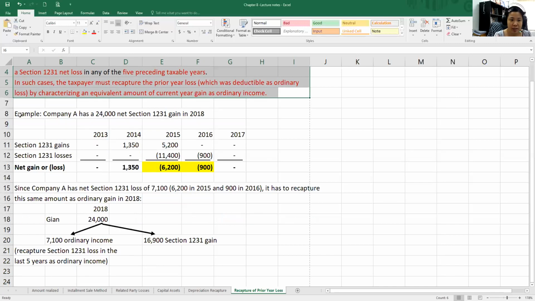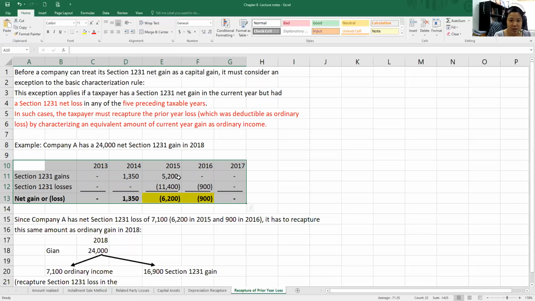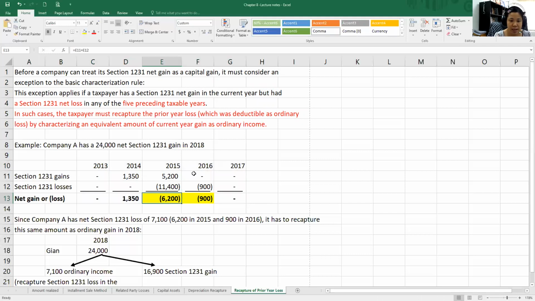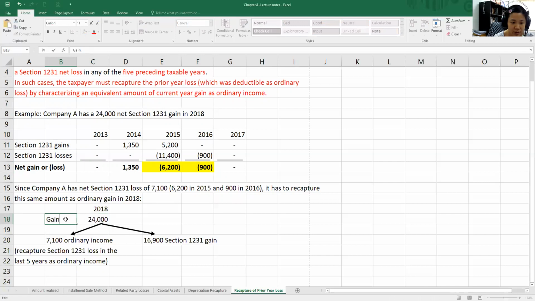For example, Company A has a 24,000 Section 1231 gain in 2018. Now, this table shows what happened in the last 5 years. We have net Section 1231 loss of 6,200 in 2015, and in 2016 we have 900 Section 1231 loss, the net amount. So the total Section 1231 loss in the last 5 years would be 7,100. If we sell the assets and we have a 24,000 gain in 2018, of that 24,000, we have to recognize 7,100 as ordinary income.